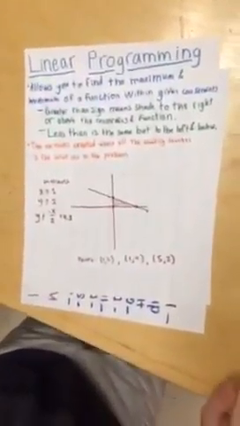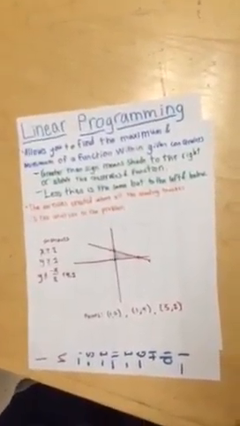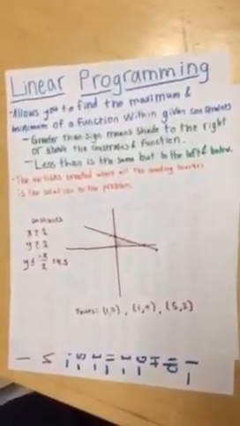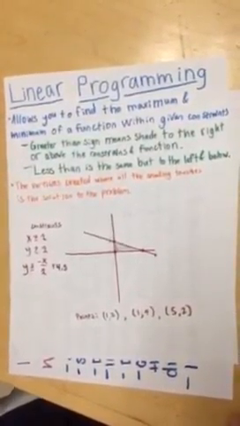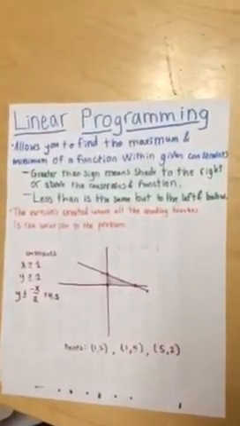Linear programming. Linear programming allows you to find the maximum and minimum of a function within given constraints. Greater than sign means shade to the right or above the constraints and function, and less than is the same but to the left and below. The vertices created where all the shading touches are the solutions to the problem.